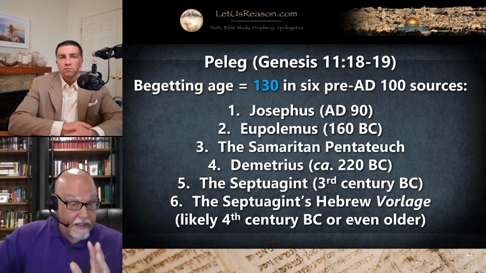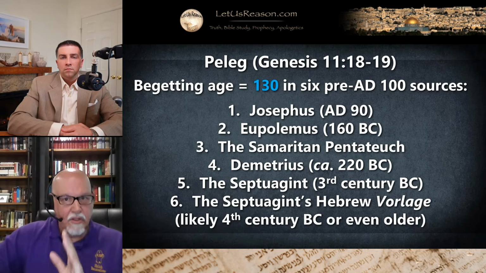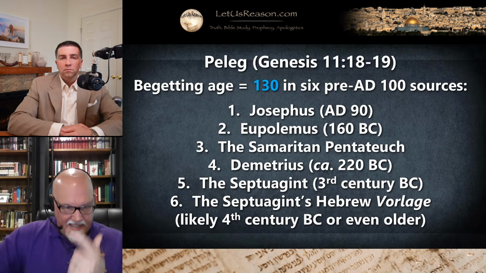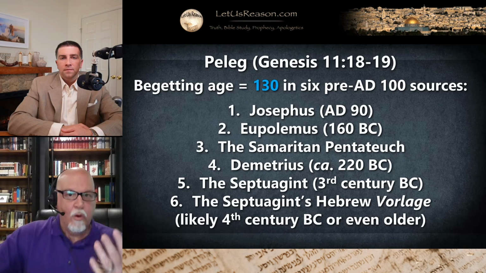In the Septuagint, in other witnesses, we have 130 in 6 sources prior to the year 100. We have Josephus. We have, it's necessarily part of Eupolemus's chronology. He's got the longer chronology. He has to have the longer begetting age in there. The Samaritan Pentateuch has 130. Demetrius's calculation must have the 130. The Septuagint has 130. And the Hebrew text that the Septuagint translators were using had to have 130.